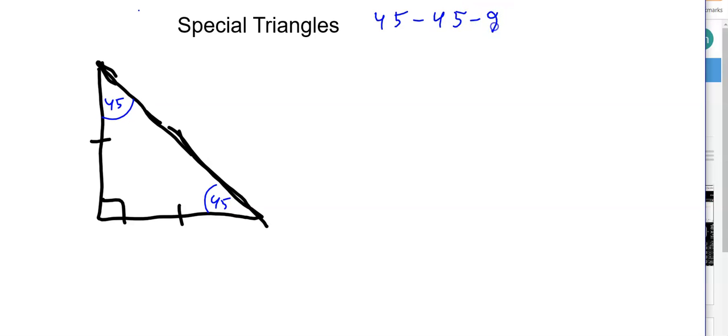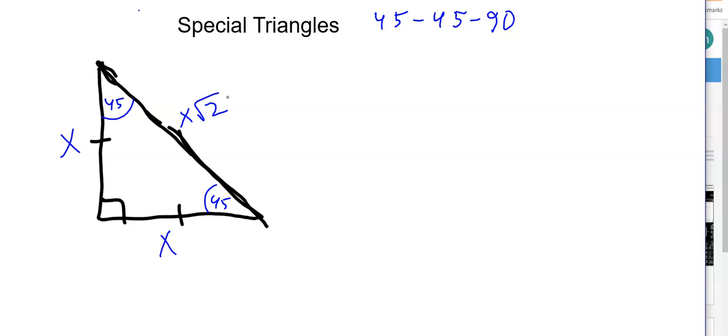It's a catchy title, isn't it? 45, 45, 90 triangle. You've probably seen this one before. I think this is review. I think you've had this before. So if this side is x, this side is x. And the thing we just memorized is this is going to be x times the square root of 2.